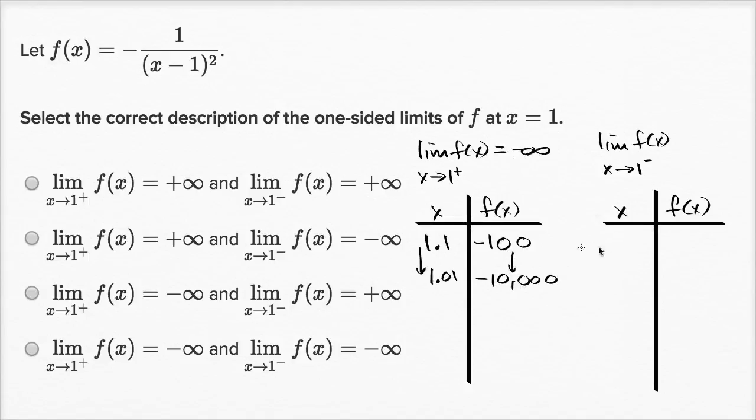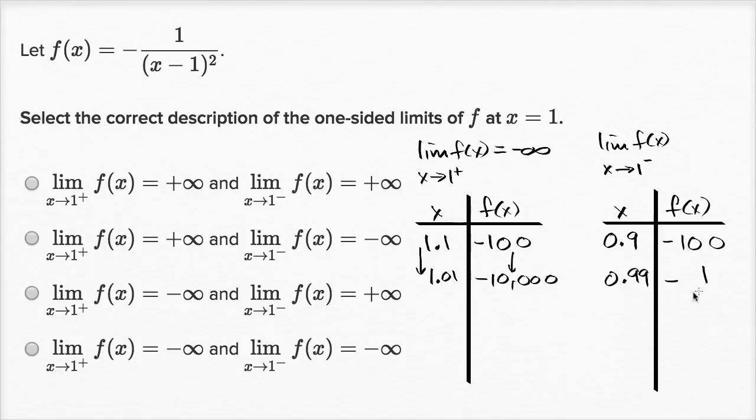Now we could do the same thing from the left-hand side. I could do 0.9. I could do 0.99. Now 0.9 is actually also going to get me negative 100, because 0.9 minus 1 is going to be negative 0.1. But then when you square it, the negative goes away, so you get 0.01. And then 1 divided by that is 100, but then you have the negative. So this is also negative 100. And if you don't follow those calculations, let me do it one more time just so you see it clearly.